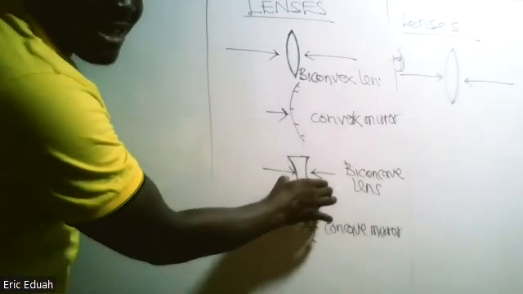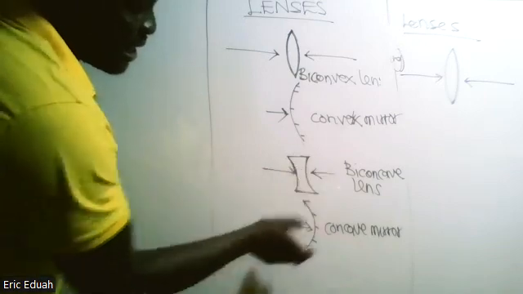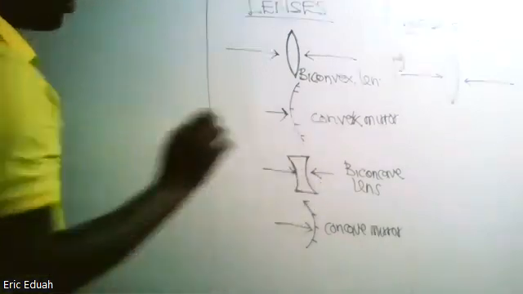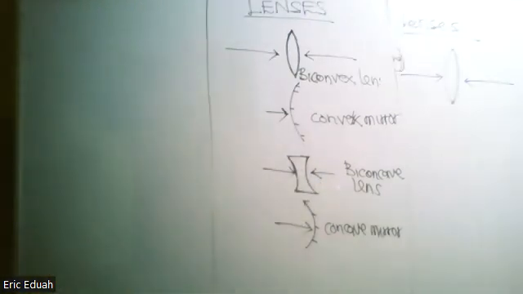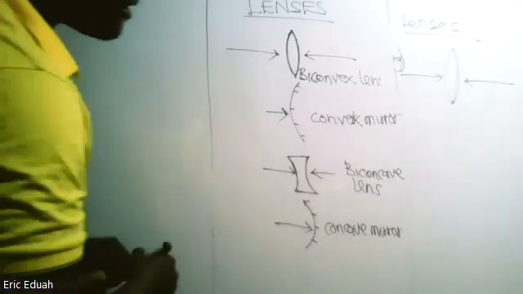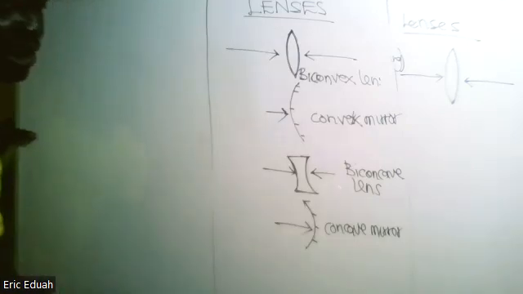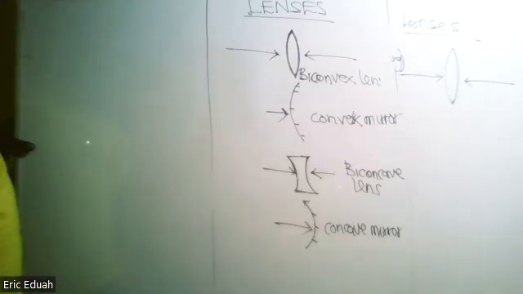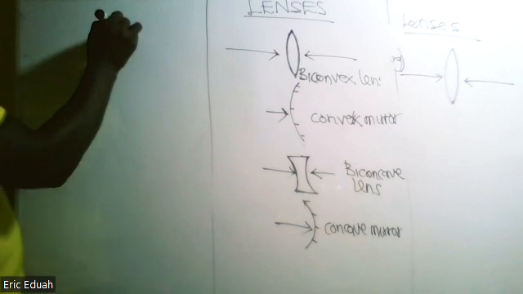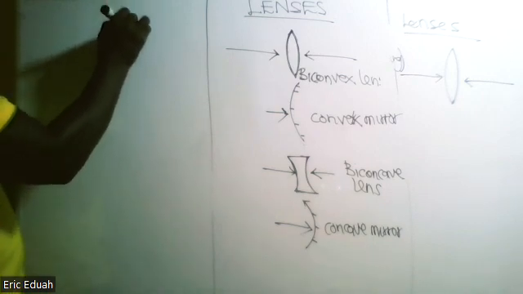The refracting surface curves inwardly, and we have the biconcave lens. Now we have another one with only one refracting surface, which we call plano.